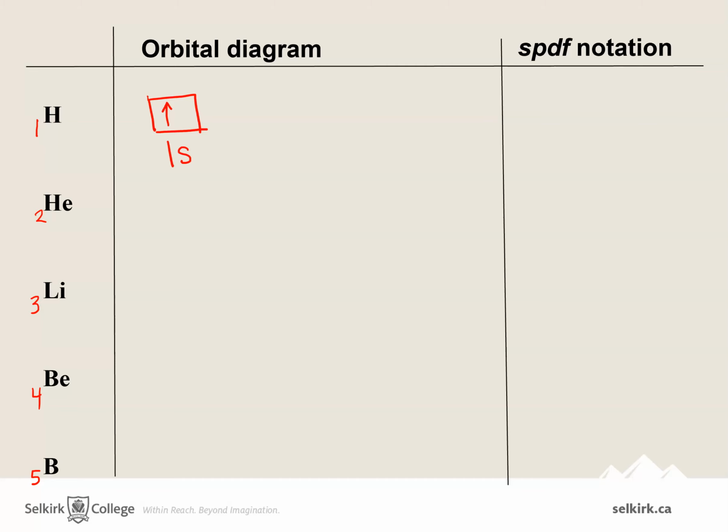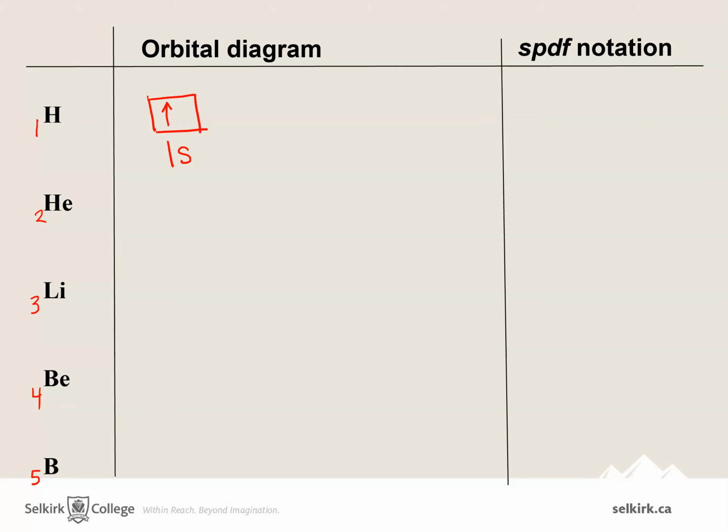So I'm not showing a box for any more than the 1s. I could. All the other orbitals are available. You remember an orbital is just an empty space where I could put electrons. But to keep my diagram simple, I'm only going to show the orbitals that have electrons in them. So that's a pretty good shortcut, that orbital diagram.